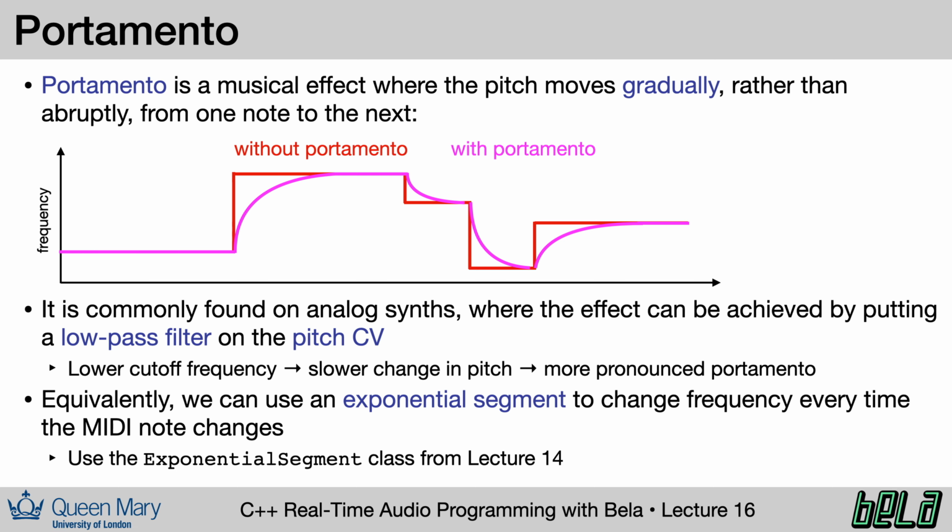An equivalent way to implement this in our code is going to be to use an exponential segment generator to change the frequency every time we get a new MIDI note number. We saw the exponential segment generator in lecture 14 when we were using it as part of the ADSR envelope. If you look at the MIDI pitch wheel code, you'll find that in fact this class has already been included in there for you to use.